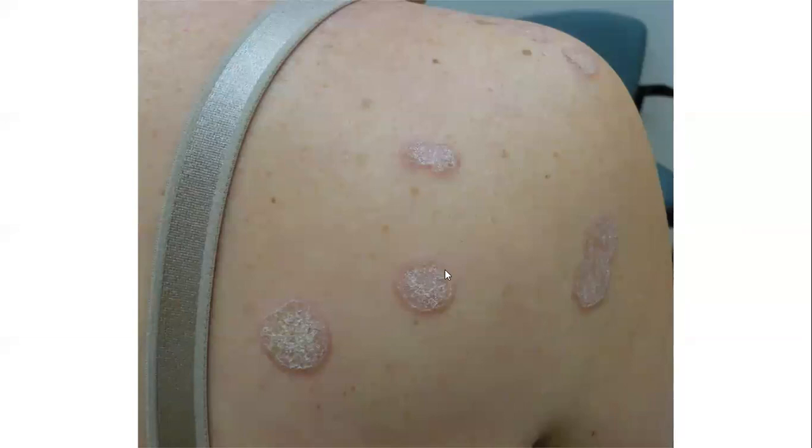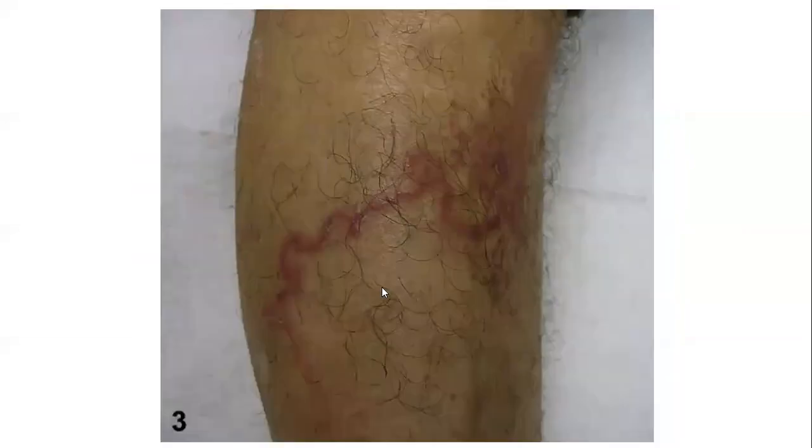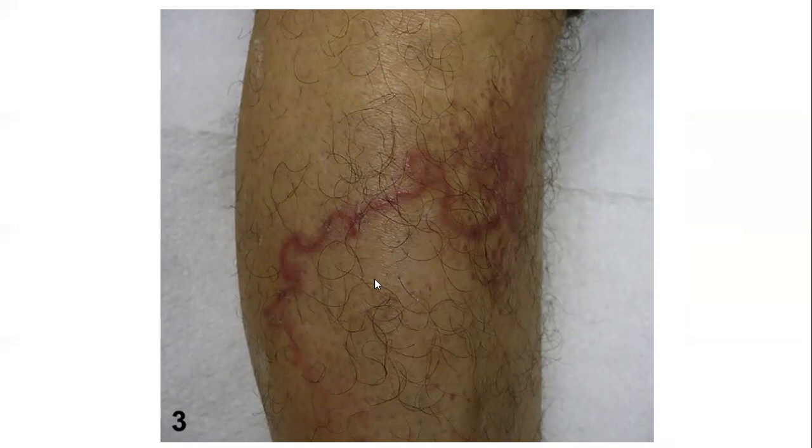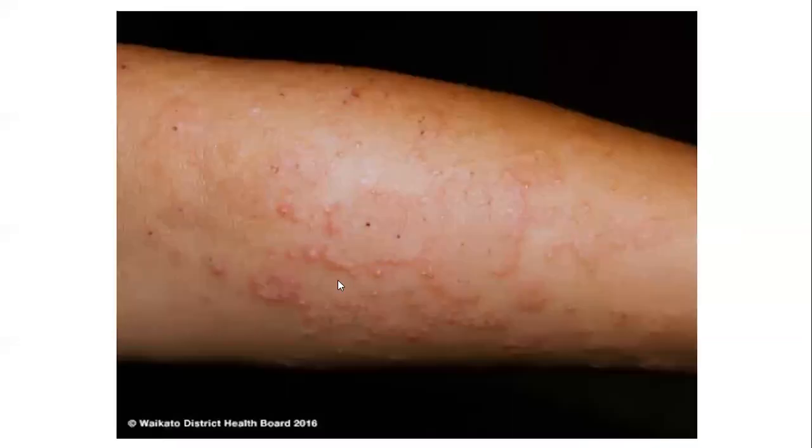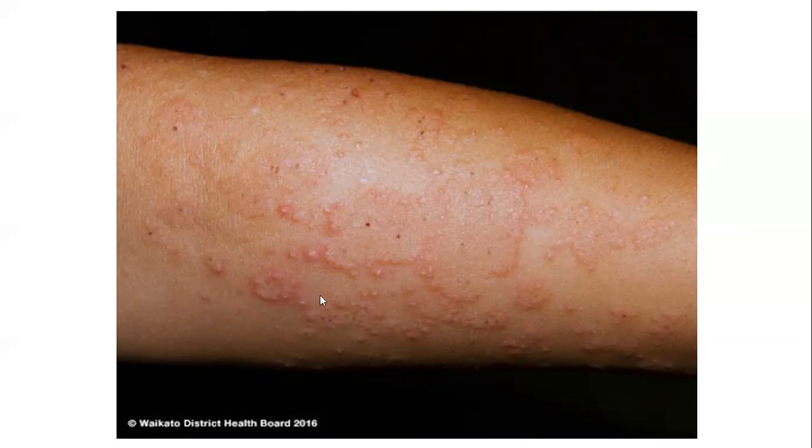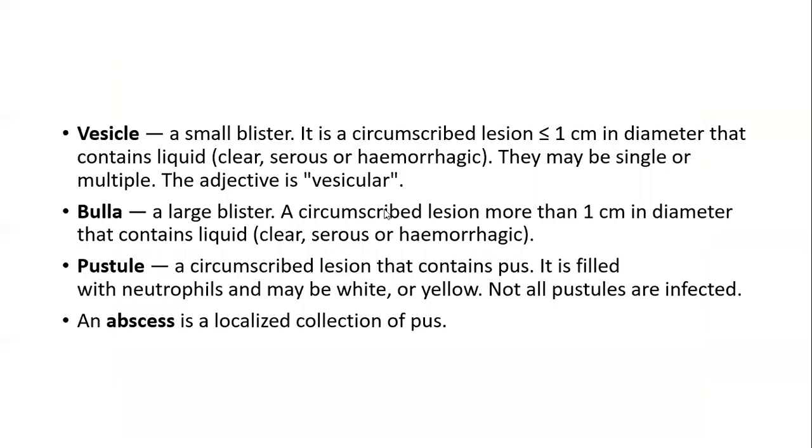Then these are polycyclic, multiple ring-shaped lesions. This is a serpiginous plaque in the form of a snake, larva migrans. Then sometimes the plaques are of variable shape. You can see individual papules which are raised and pointed. Some are confluent, some are annular, arcuate. So there are different shapes in this appearance.